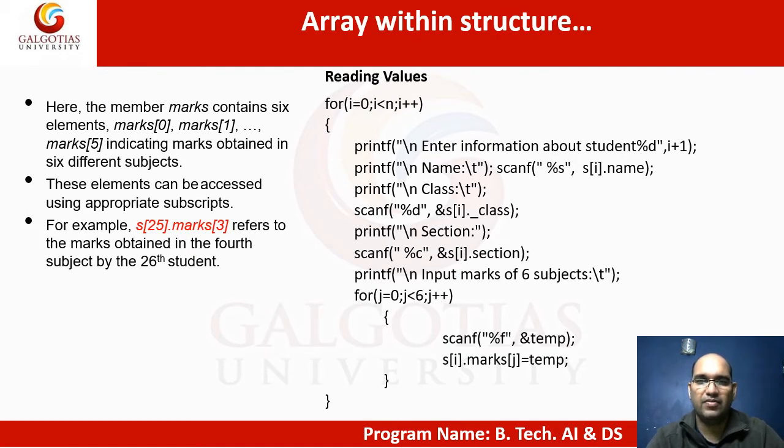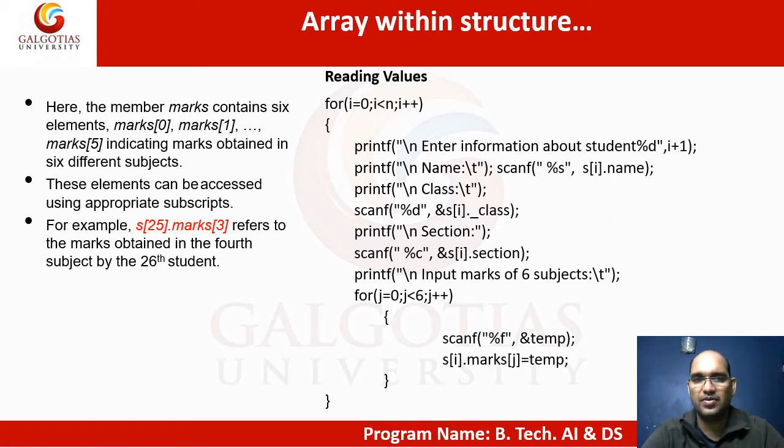Now coming to the array within the structure: what if we have a member that is an array in the structure? Here we are trying to understand with the help of an example. Here the member marks contains 6 elements: marks[0], marks[1], marks[2], marks[3], marks[4], marks[5], holding the marks obtained in 6 different subjects. These elements can be accessed using the appropriate subscript. For example, if I say s[25].marks[3], then I am referring to the marks of the 26th student in the third subject, right? So let's see how we can do that.